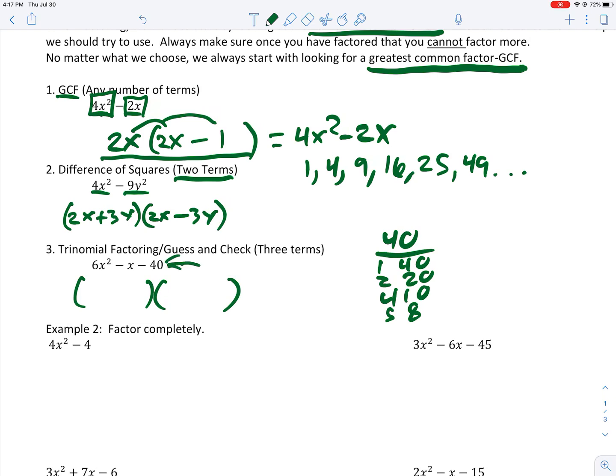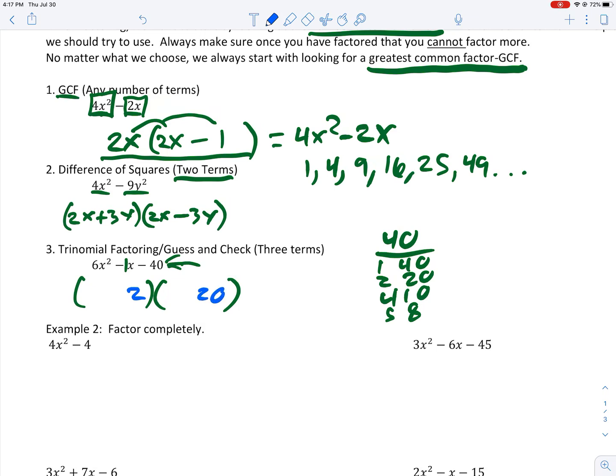Also, is there a GCF? When you're looking at that trinomial, is there a GCF? Well, the only number that goes into 6, 1, and 40 would be 1. So yeah, there is 1. That doesn't help us. Okay, so knowing that, I can eliminate some of these choices.